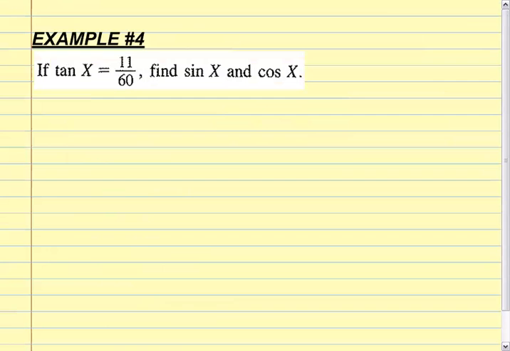All right, let's look at this last one. What if tangent x equals 11 over 60? Find the sine of x and the cosine of x. Okay, now how do we go about doing this? Well, I've got an idea. All right, let's draw our triangle. Okay? And let's call this angle over here angle x. I don't know what these are, I'll just call them y and z. But that's angle x. And it says that the tangent is equal to 11 over 60.